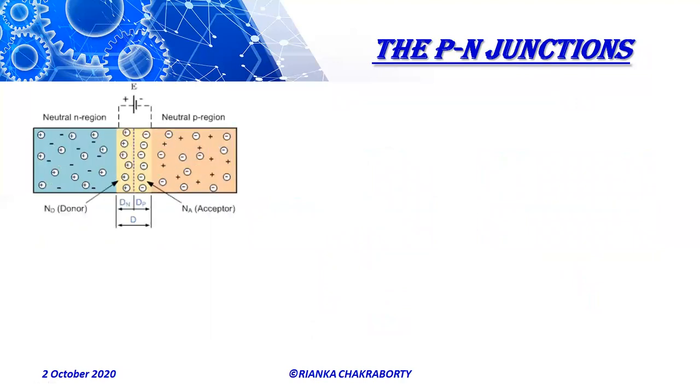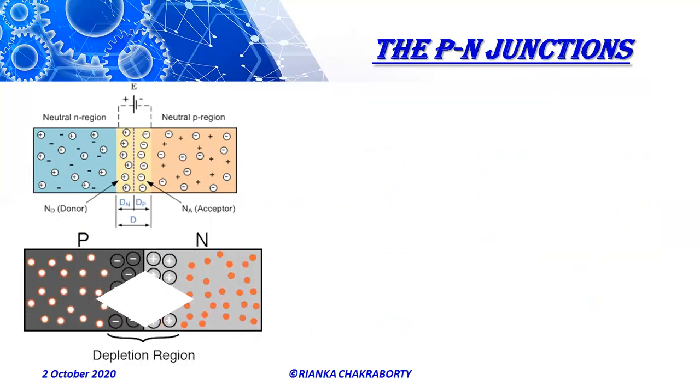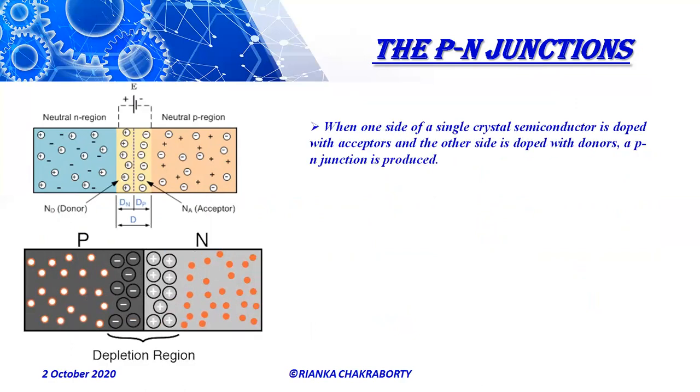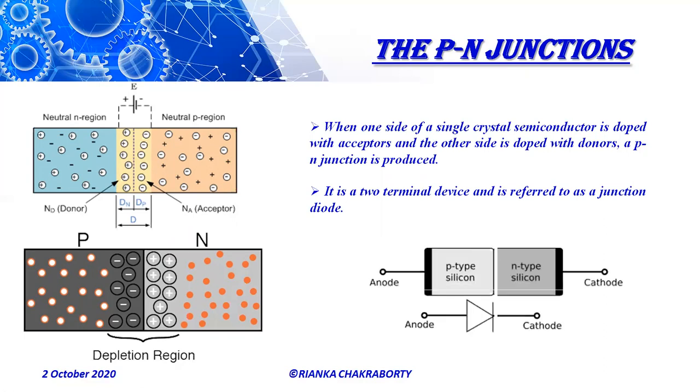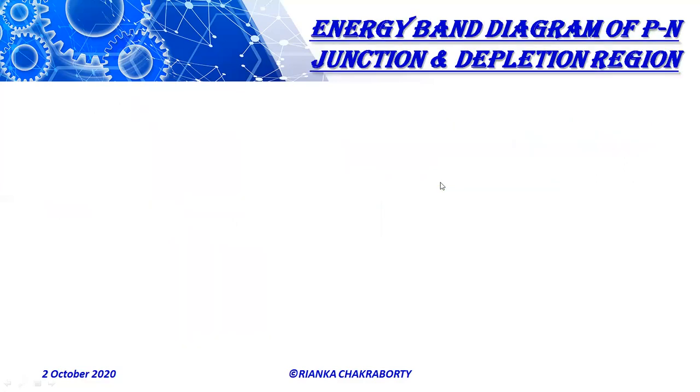So this is the p-n junction diode. When one side of a crystal semiconductor is doped with acceptor and the other side is doped with donor, a p-n junction is produced. Previously I said that it is a two-terminal device. So this is the circuit symbol of the p-n junction diode.